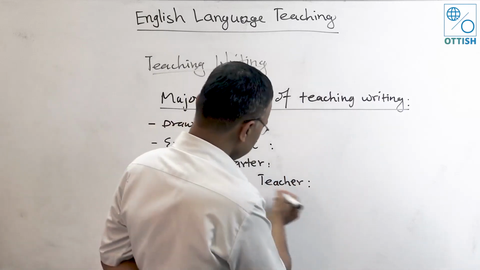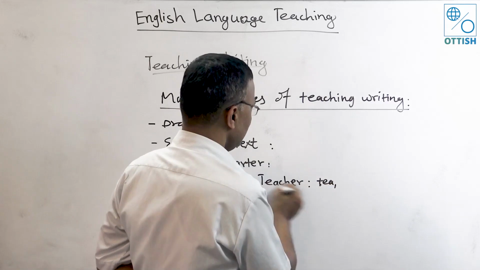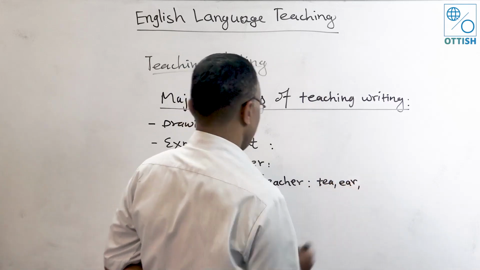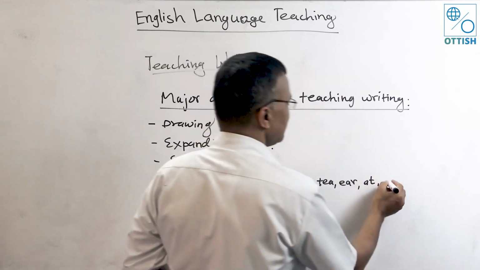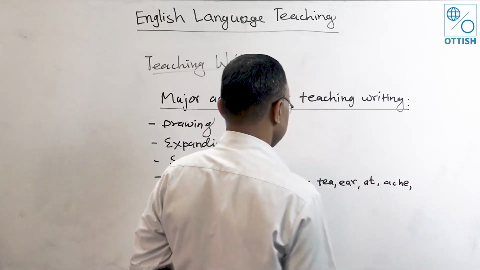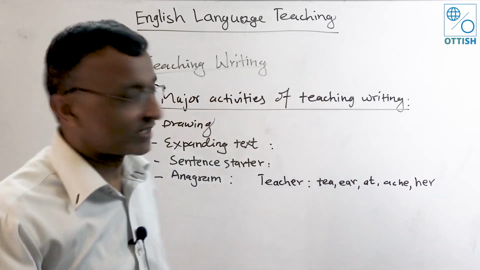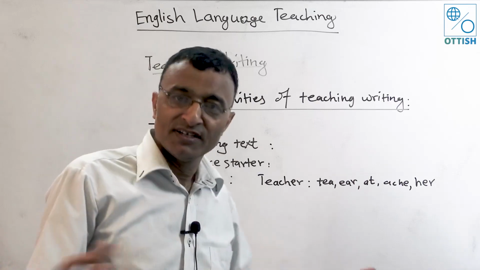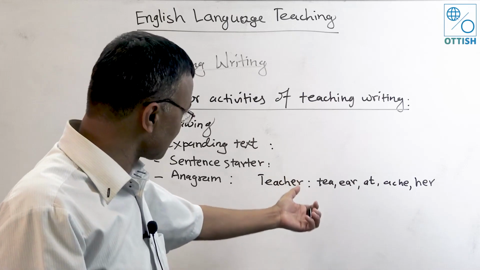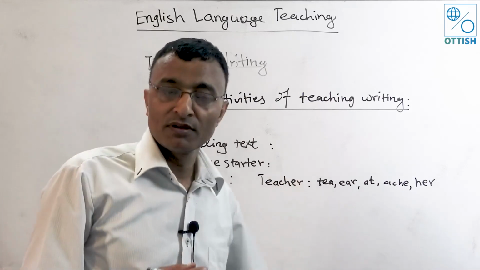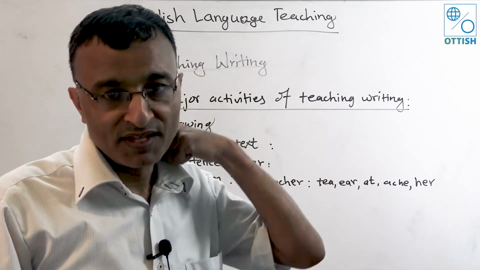For example, from T-E-A-C-H-E-R: tea, ear, er, at, yet, and so on. S-E-R, and so many words can be made. So they are asked to write like this. It is very important. It is also important for teaching vocabulary. This anagram can be carried out while teaching vocabulary.